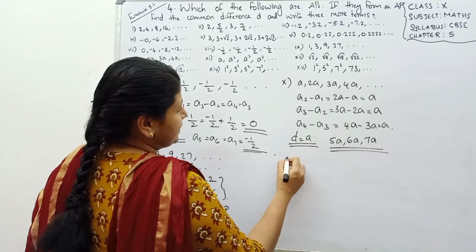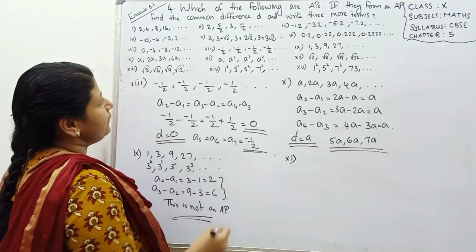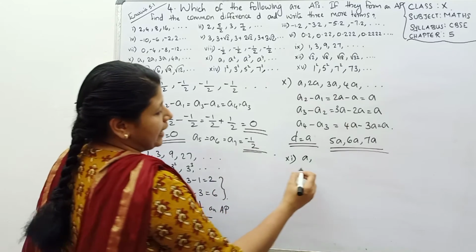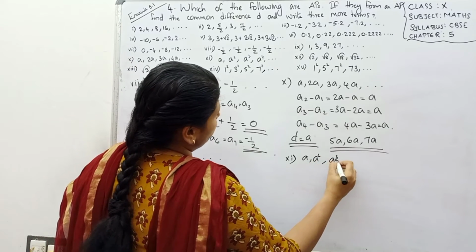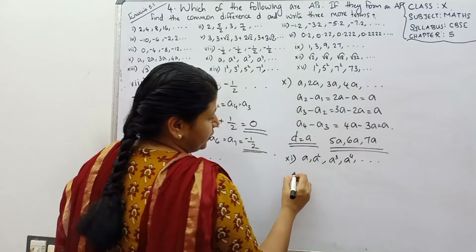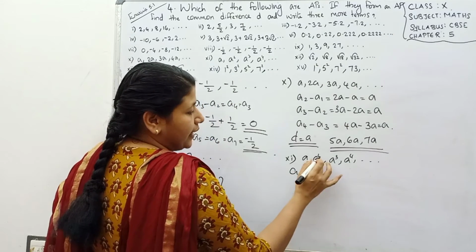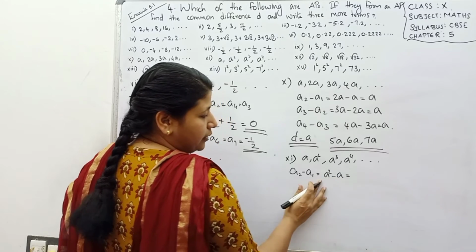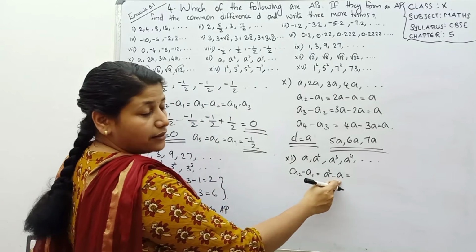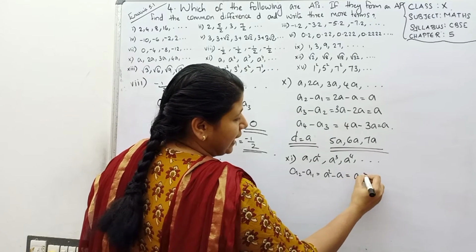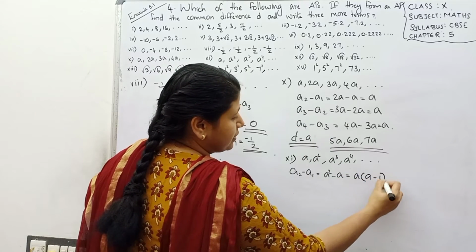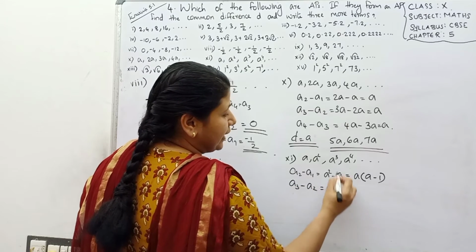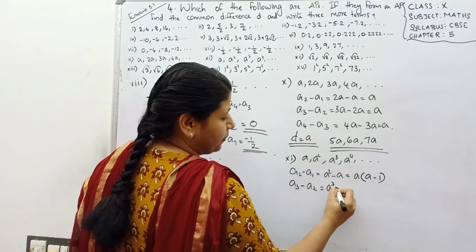Okay, then next 11th question. What is the 11th one? This is also like a sequence of powers, isn't it? A square, A cube, A raised to 4, etc. So A2 minus A1, A square minus A. You can take A outside. Okay, in first case 2 A's are there, in second term 1 A is there. You can take 1 A outside, then here it will be A and minus 1. Then A3 minus A2, that is A raised to 3 or A cube minus A square.